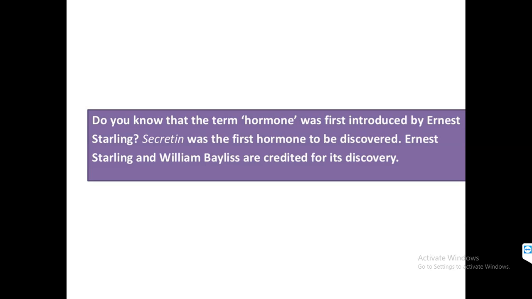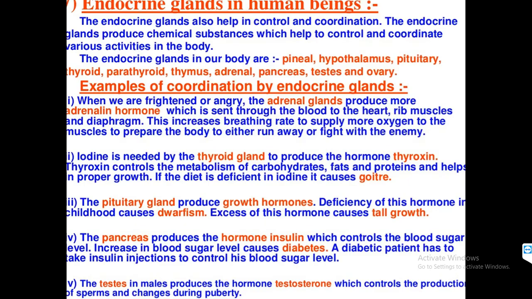And which two scientists are credited for this discovery? Ernest Starling and William Bayliss. Now comes the endocrine glands in human beings.